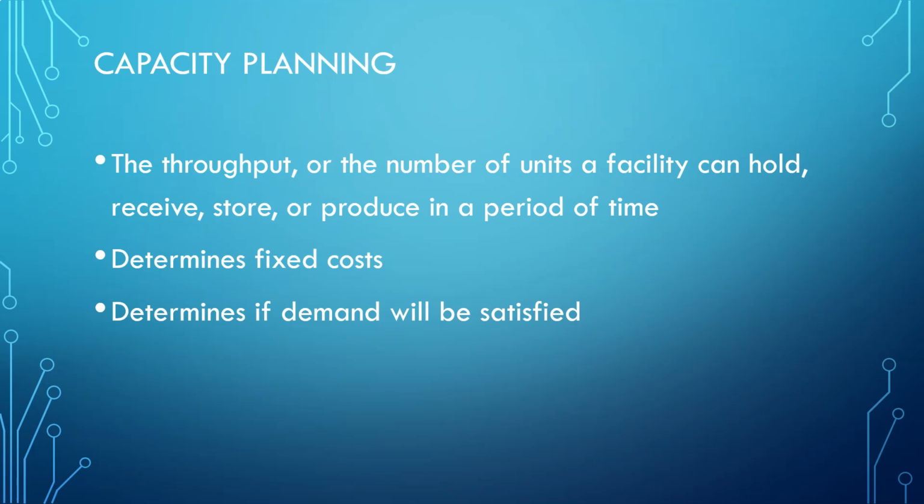Capacity is the throughput or the number of units a facility can hold, receive, store, or produce in a period of time. Looking at the definition, we recognize some of the reasons why capacity is an issue. For example, the capacity can determine fixed costs, the cost that will be required to build and deliver the product. Some of the fixed cost examples will be addressed at a later slide. Also, it can determine if demand will be satisfied, which means it can measure the capacity required for a production facility to meet market needs.